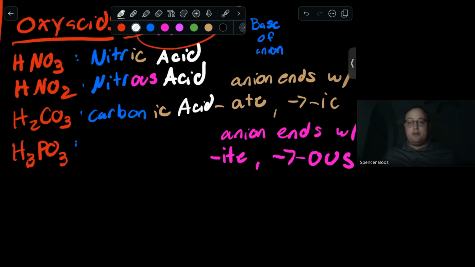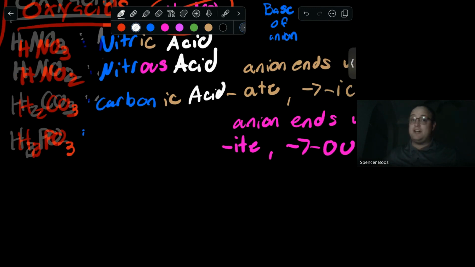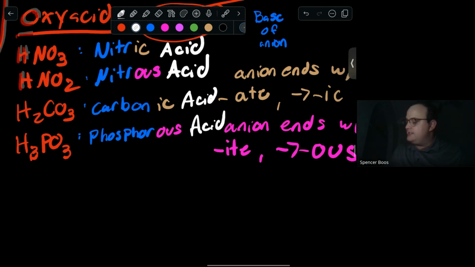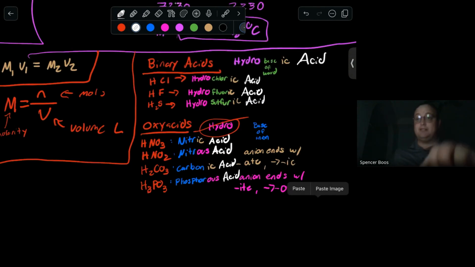H3PO3. Phosphorus is one of the other exceptions to our big rules. So this is phosphite. So technically, if you were doing these rules by looking at it directly, it'd become phosphorous acid. But it is special. Phosphor, and this would become ous acid. Zooming out for people to take a screenshot.